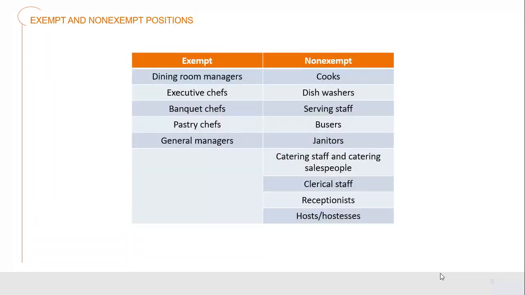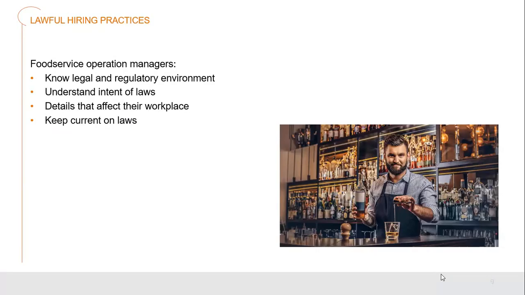Let's take a look at some examples of exempt and non-exempt positions in the hospitality industry. Exempt, we're looking at dining room managers, executive chefs, banquet chefs, pastry chefs, and general managers. These are all either managerial or specialist roles. Then non-exempt are cooks, dishwashers, serving staff, bussers, janitors, catering staff and catering salespeople, clerical staff, receptionists, and hosts and hostesses.